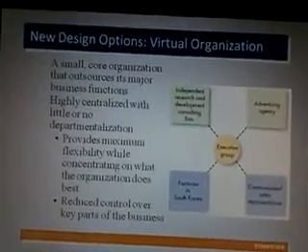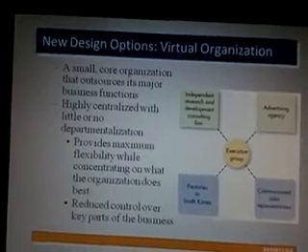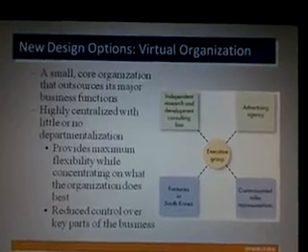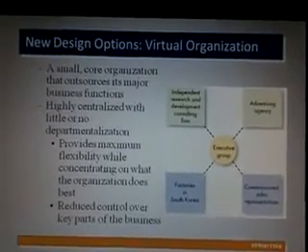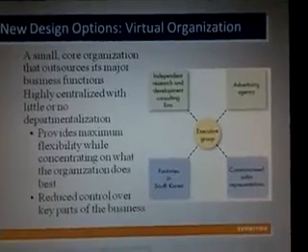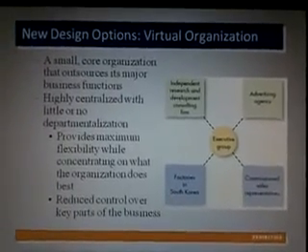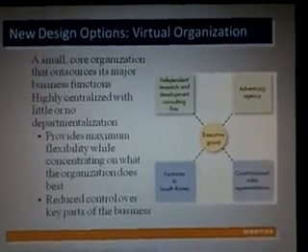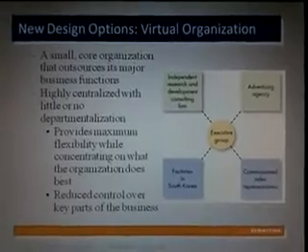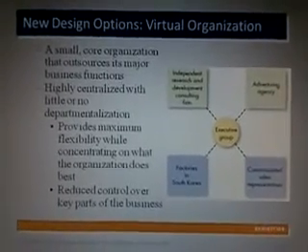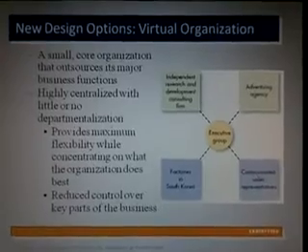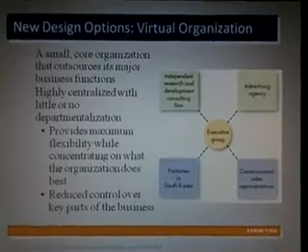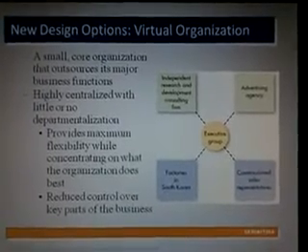A new option, the virtual organization. This is where people don't actually work in the same place. It's virtual, as in it occurs in a technological environment, not in person. It's a small core organization that outsources major business functions, providing flexibility while concentrating on what the organization does best. So they have a goal, they have an objective, and they do their own thing, and then the group brings it together and creates a product. And it's virtual. The key thing here is they're not together. They communicate online.